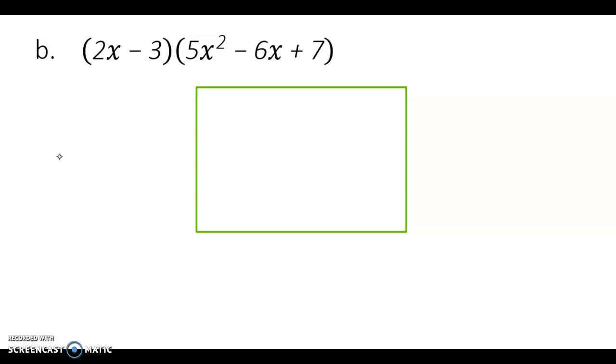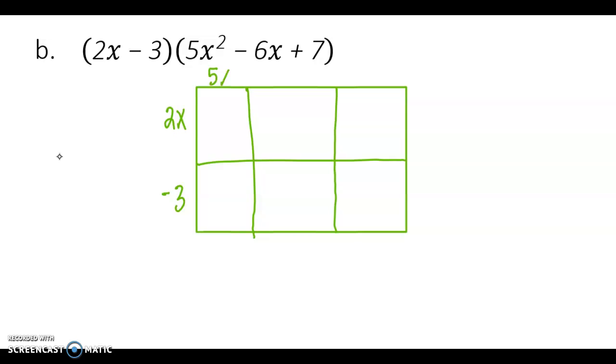All right, and so I need 2 terms here and then 3 this way. So this is a 2 by 3, so 2x negative 3, 5x squared minus 6x and 7. Again, multiply the diagonals. So this would be 2x times 5x squared.